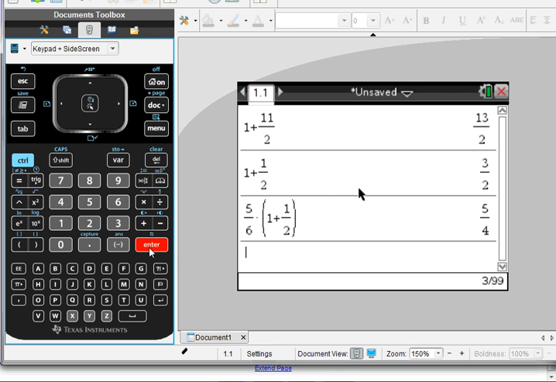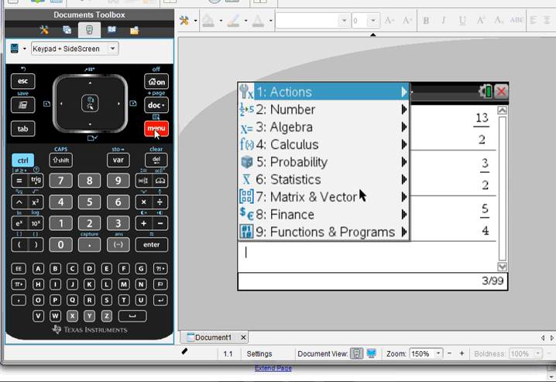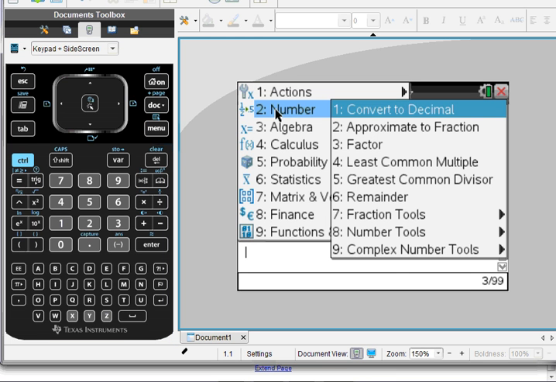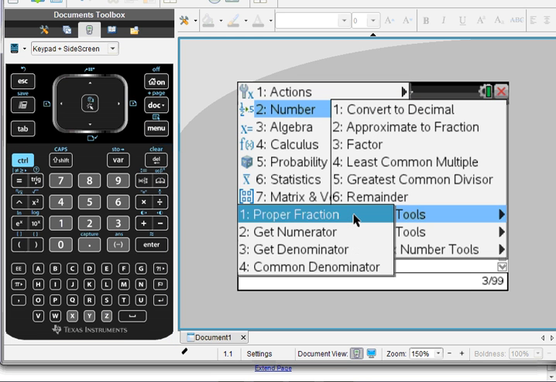We go to menu, remember? We go in here to number, because we're not doing algebra yet. All algebra is arithmetic with letters. That's why the arithmetic's important. So number, we go to fraction tools. It's kind of a pain, isn't it?